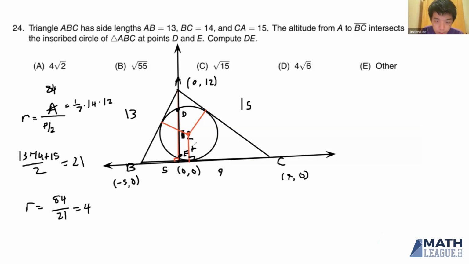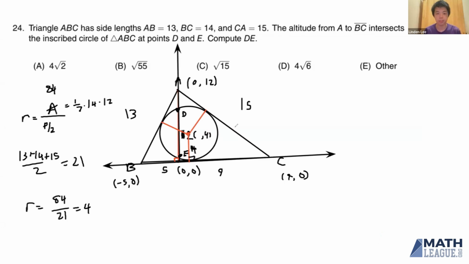So r equals 4. And how does that help us? Well, it helps us because we could pretty easily find the y-coordinate of the center, which is 4, because the in radius is 4, and this radius, which is perpendicular to the x-axis, must end in the point with coordinate 4.